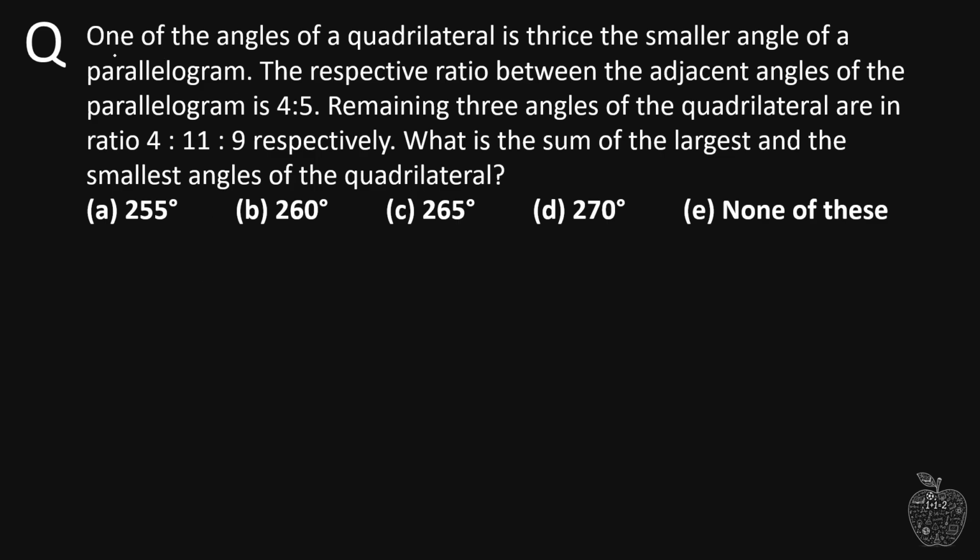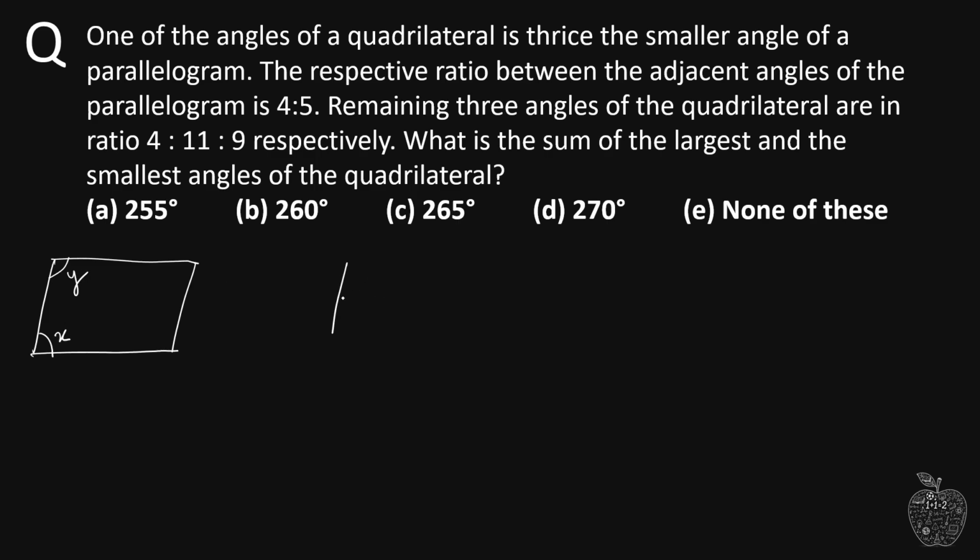Now the question is telling me that one of the angles of a quadrilateral is thrice the smaller angle of a parallelogram. So what does this mean? That there is this parallelogram, and this is the smaller angle of the parallelogram, and this is the larger angle of the parallelogram. Let's call the smaller angle x and the larger angle y.